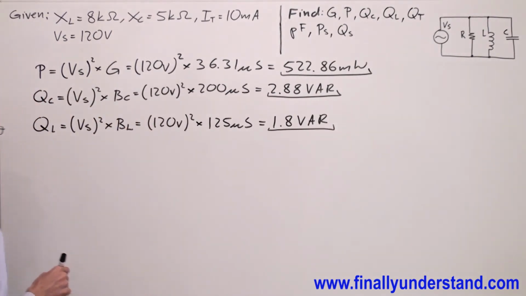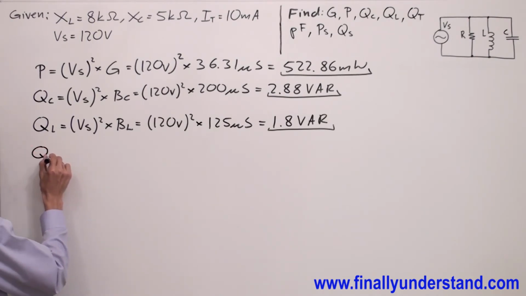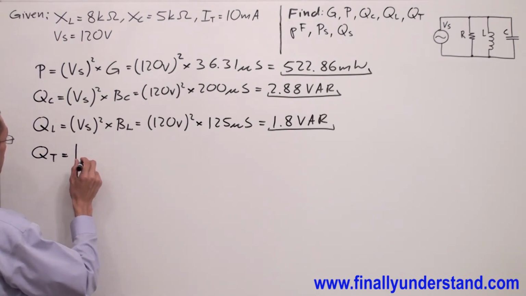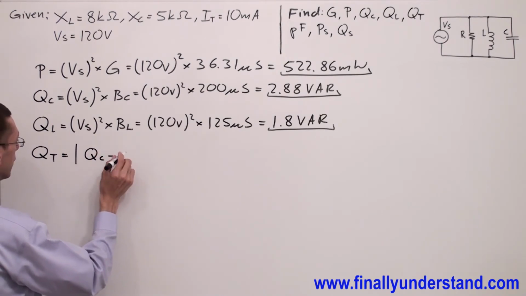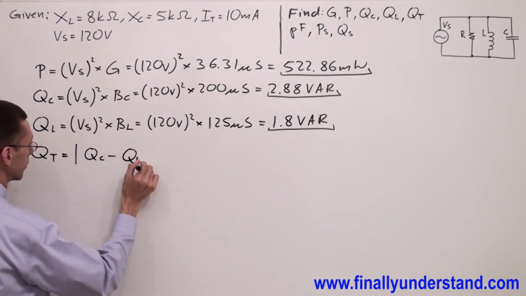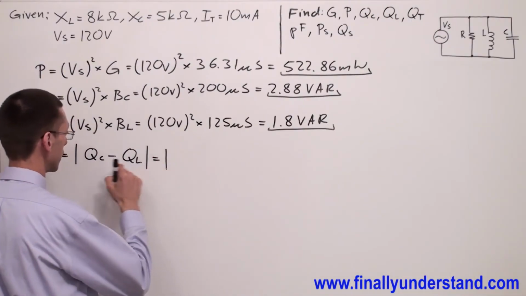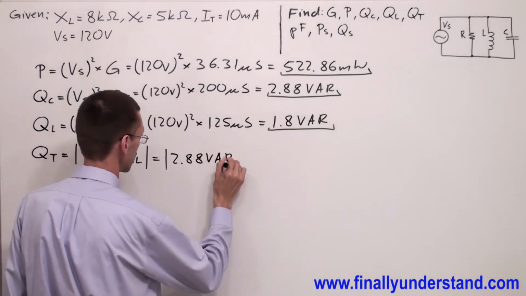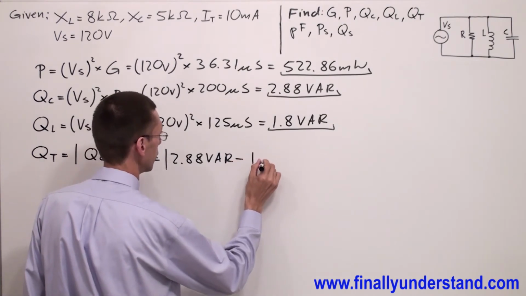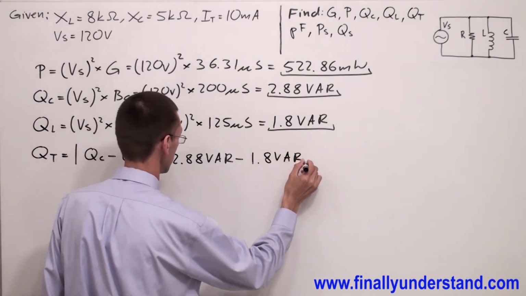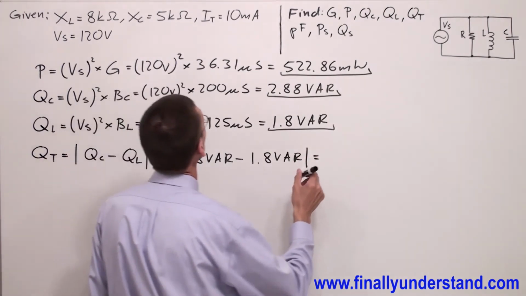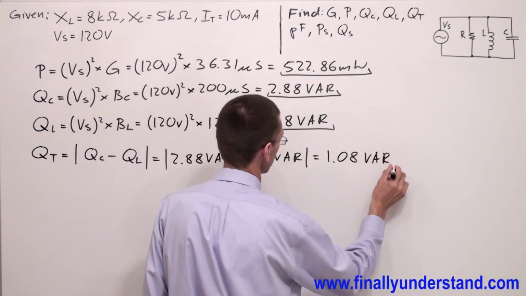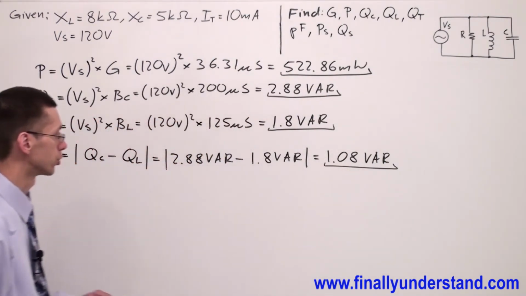Next, we're supposed to find Q total. Okay, so Q total is equal to the absolute value of QC minus QL. QC is 2.88 volt ampere reactive minus QL, 1.8 volt ampere reactive. This is equal to 1.08 volt ampere reactive. Okay, so this is one way to solve this problem.